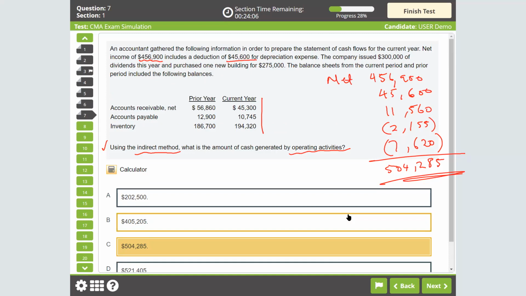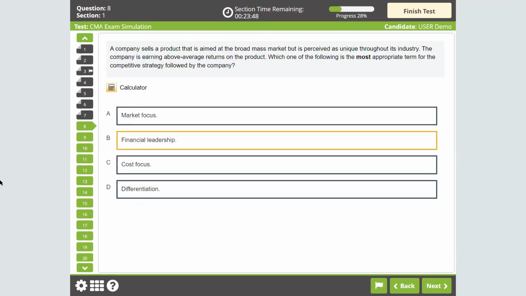Okay, you are wrong. But theory questions could be tricky. Okay, theory questions could be tricky. So let's continue and move on with our next question, which is question number 8. Let's read it and see what we are required to find.